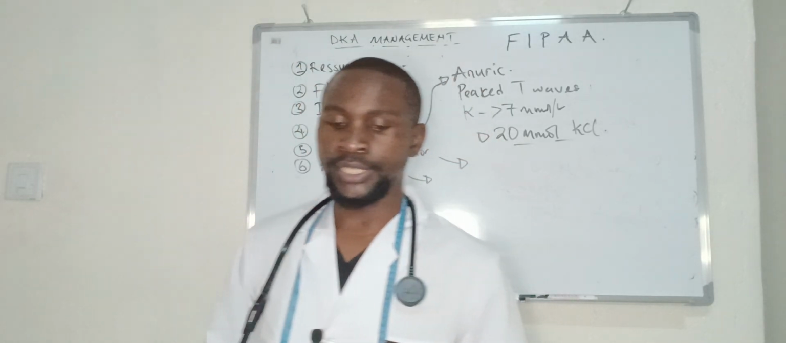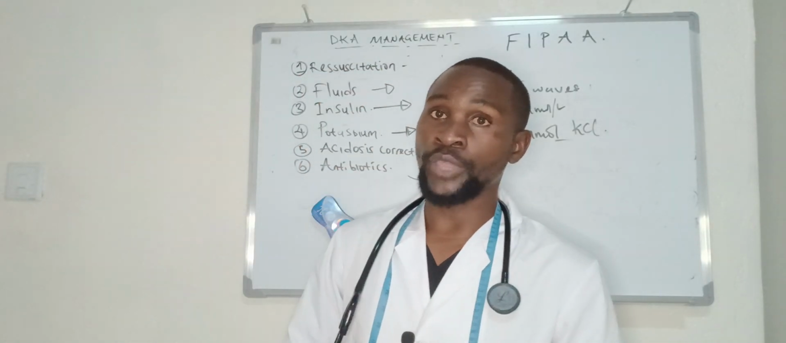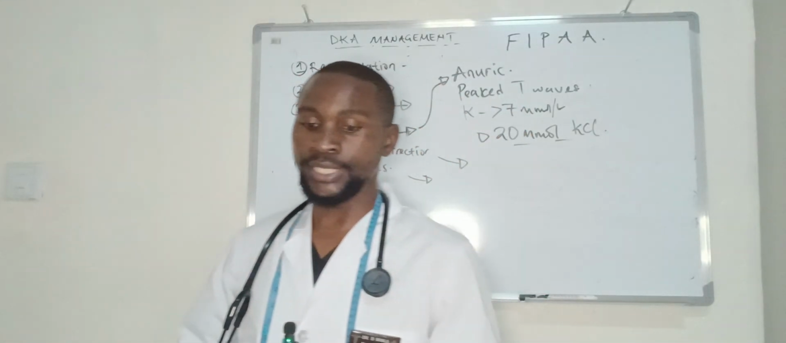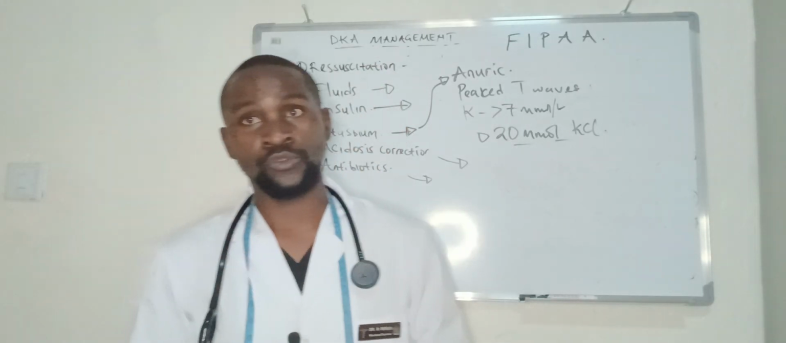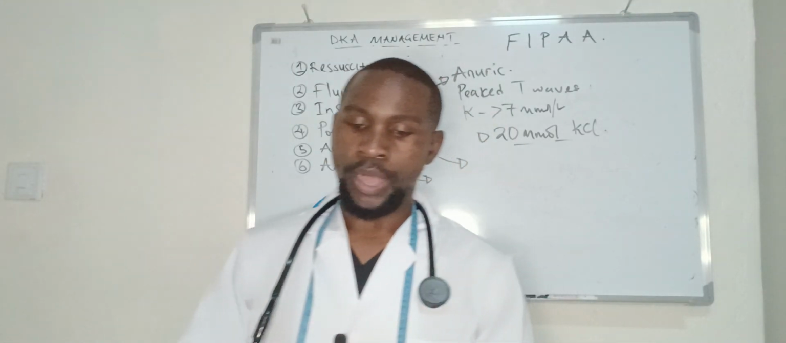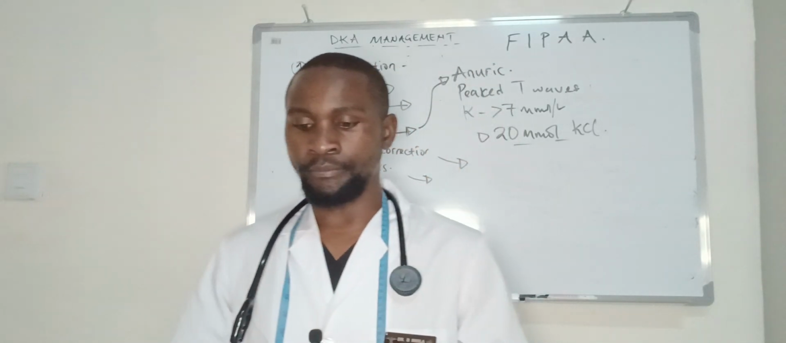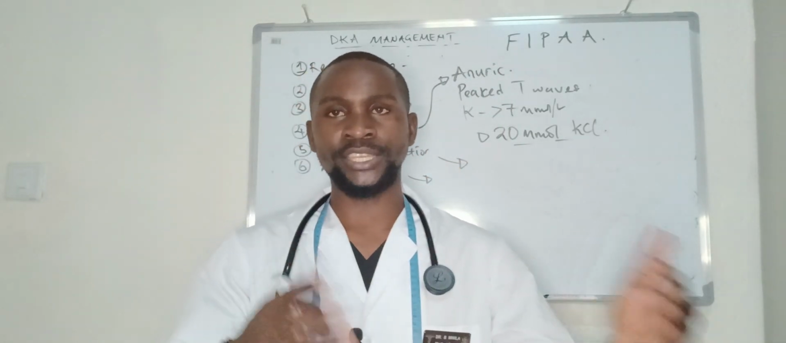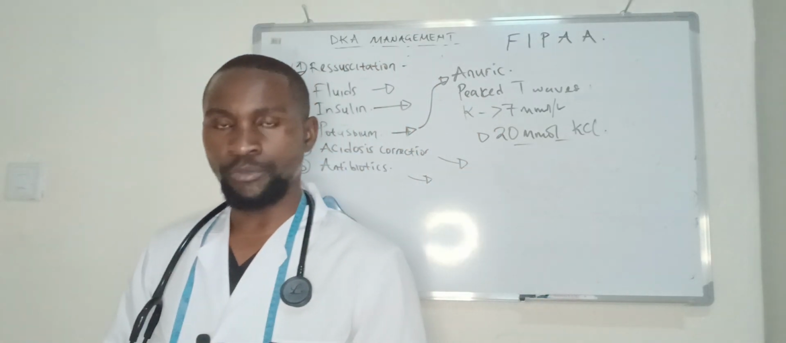How do we know that DKA has resolved? So resolution of DKA, you can know it with the following. Normalization of serum anion gap. Remember that we said the anion gap becomes higher than 12. So serum anion gap may normalize to less than 12 milliequivalents per liter, and then the blood beta hydroxybutyrate levels. Remember that ketone body beta hydroxybutyrate? Its blood level may fall to less than 1 millimole per liter.